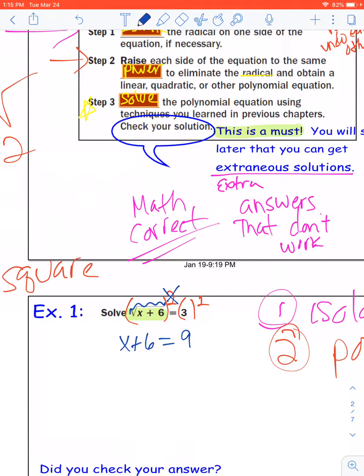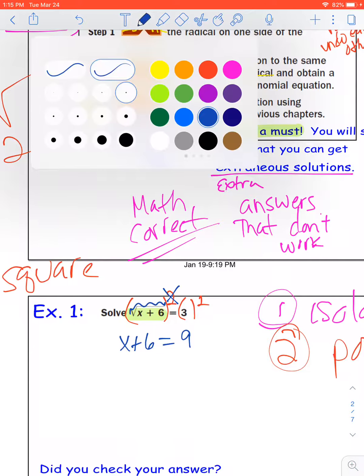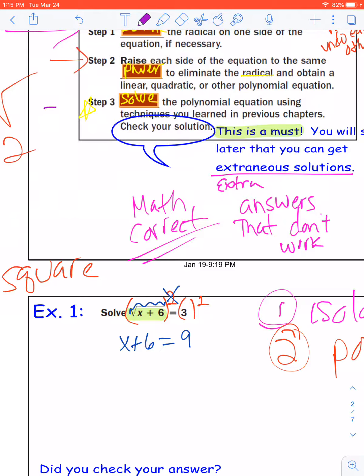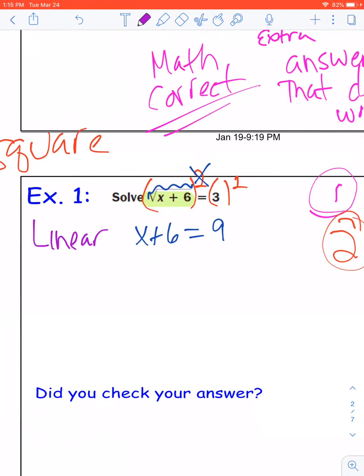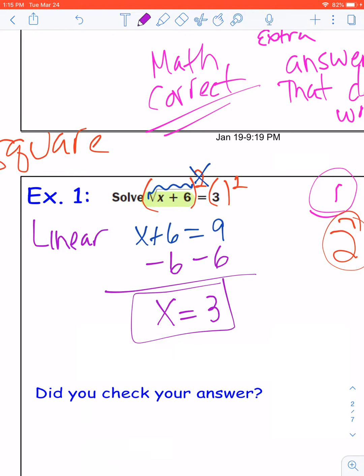All right, let's look at step 3. On step 3, it says to solve. Friends, this is a linear equation. You love the ones that result in a linear equation. They're easy, they're straightforward, they check great. So I'm going to subtract 6 from both sides. Final answer is x is equal to 3.